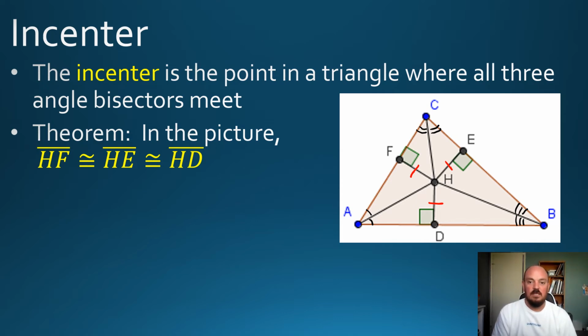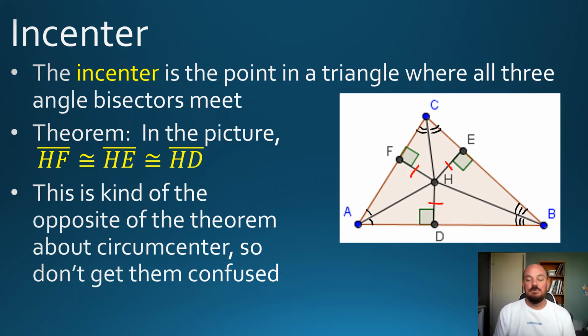HF, HE, and HD are all congruent in that picture. That's the theorem. That's the incenter theorem. Now, here's what I was saying can be kind of tricky. The theorem we learned yesterday was exactly the opposite. You draw the perpendicular bisectors, and then the distance to the vertices is the same. This one says you draw the angle bisectors, and the distance to the sides is the same. So don't get them confused.